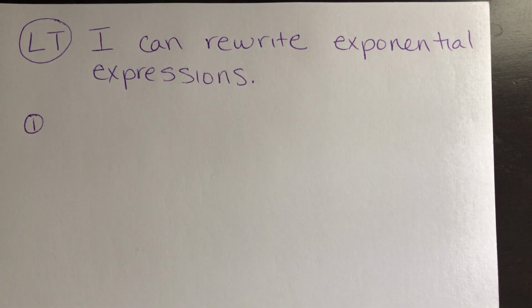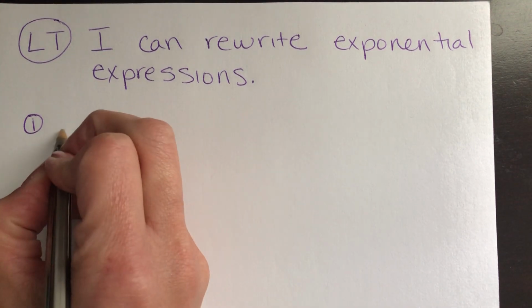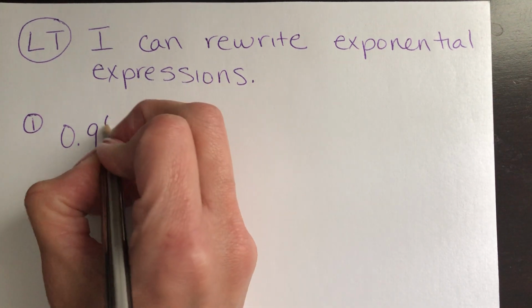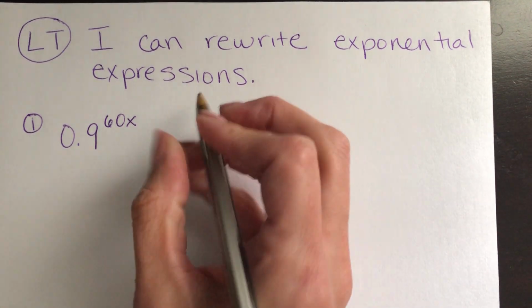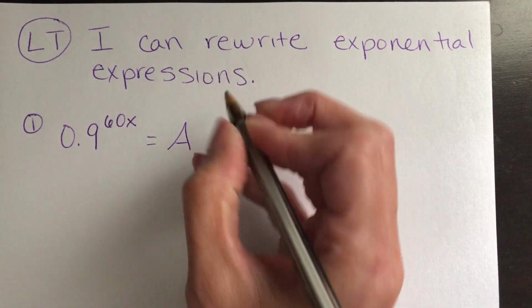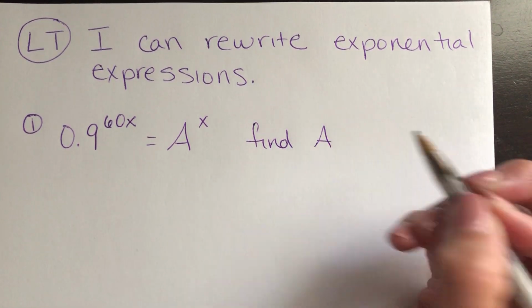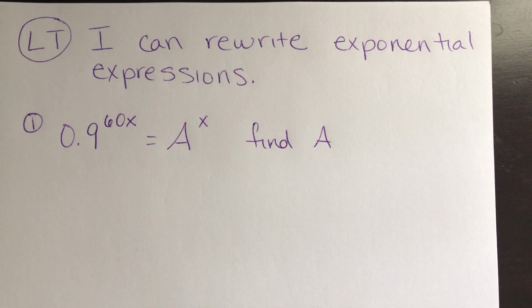So this first one is, we're going to do 0.9 to the 60x equals a to the x, and we're looking to find a. Now, if you're watching this video, please write these down on a piece of paper and try these with me. Take notes so you can learn by doing, not just by watching.